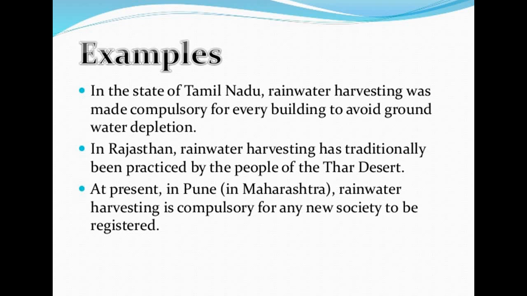And in Rajasthan, rainwater harvesting has traditionally been practiced by the people of the Thar Desert. So you know about the Thar Desert, it is one of the biggest deserts, and in a desert, that region is mostly drought area only. So at that particular place in Rajasthan, it is quite necessary to do rainwater harvesting, and the people are traditionally practicing it.